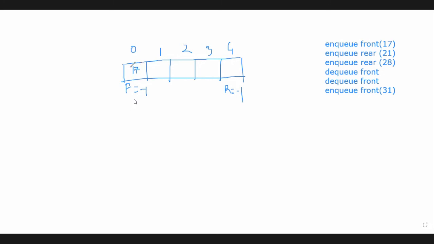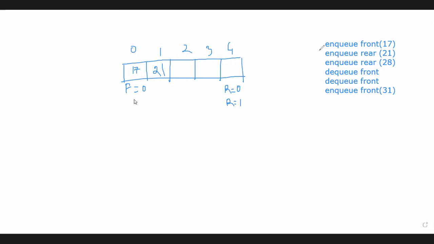And now after inserting 17, the new value of front and rear will be 0. So front equals 0 and rear equals 0. Now the next operation is NQ at rear. And for this operation, what is the rule we have to use here? R equals R plus 1. That means the new value of R will be 0 plus 1 equals 1. So here we can insert 21. But the front value will not be changed because 17 is still the first element.